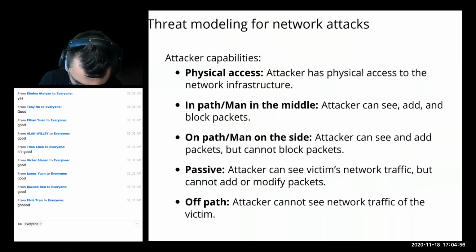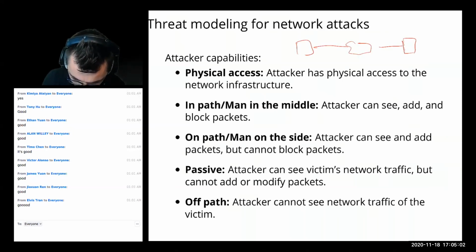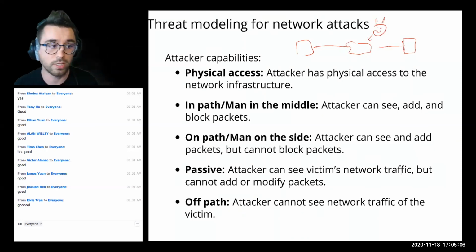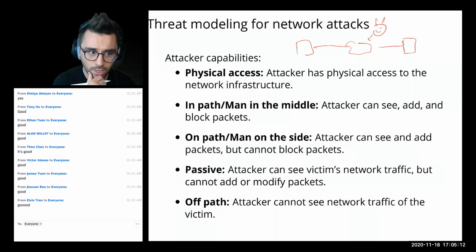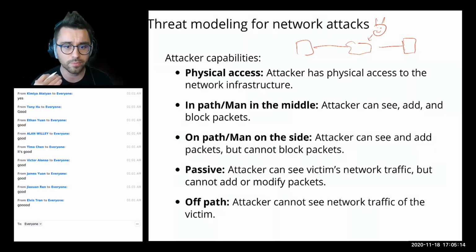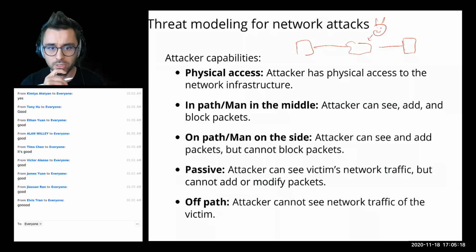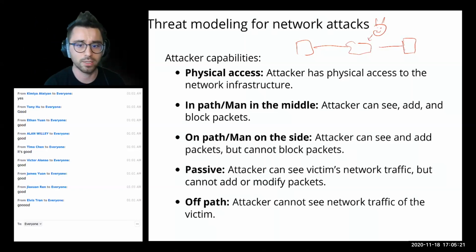So if I have, say, two endpoints and the network in between, somewhere in between is the actual evil attacker, and they can do all kinds of things. They can not just sniff packets, but they can inject packets, they can block packets, so on and so forth. There's a slightly less strong attacker model, which is the on-path or man-on-the-side attacker.